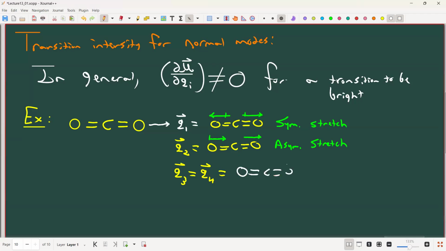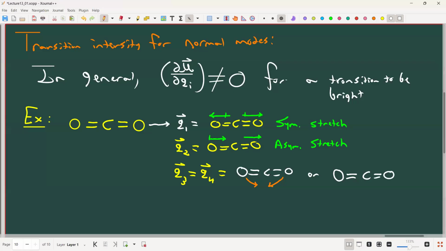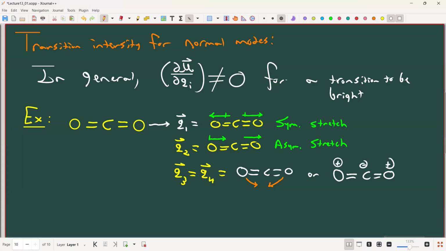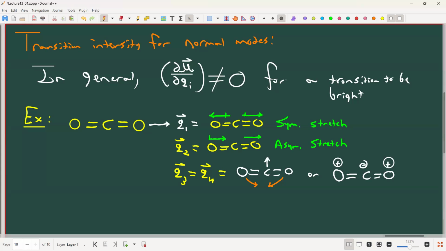One is where the atoms displace in like this, and there's one where the atoms displace in and out of the board. So they're the same energy. And in order to see the vibrations of these, the dipole needs to change. So let's go one by one.